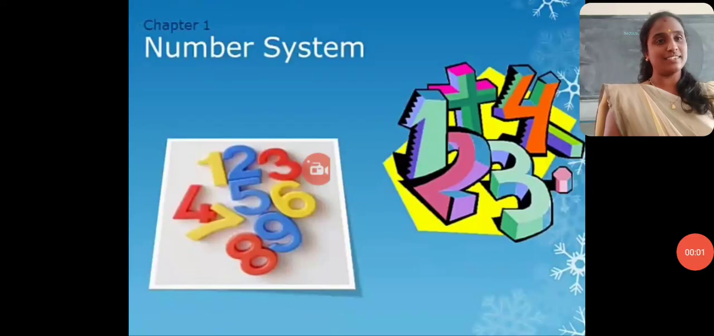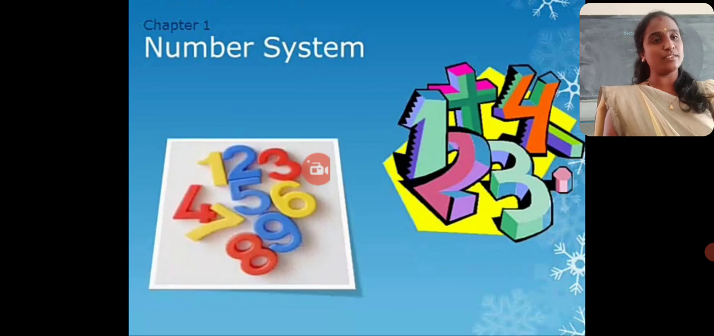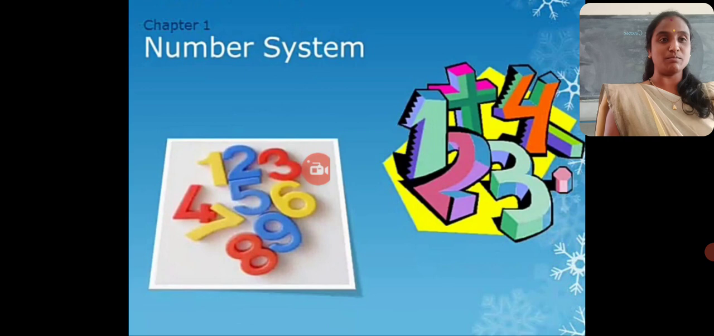Welcome students. In the last class, we discussed constants, variables, algebraic expressions, polynomials and types of polynomials. In this class, we will learn about the number system, square numbers and cube numbers. Let's start today's session.